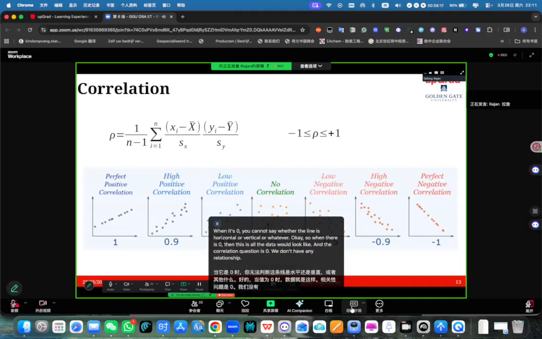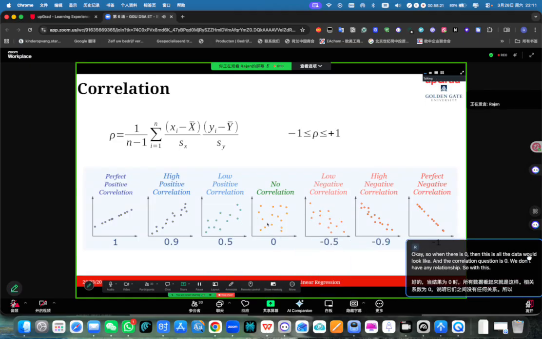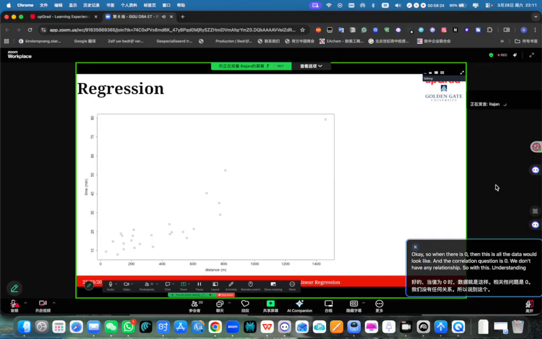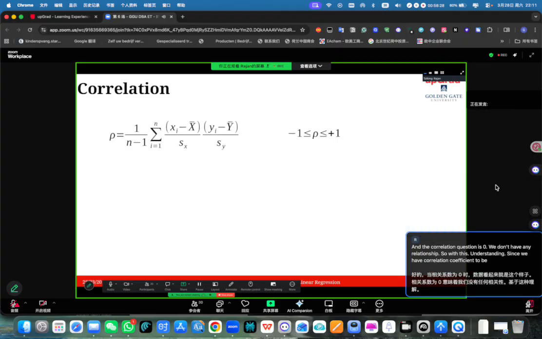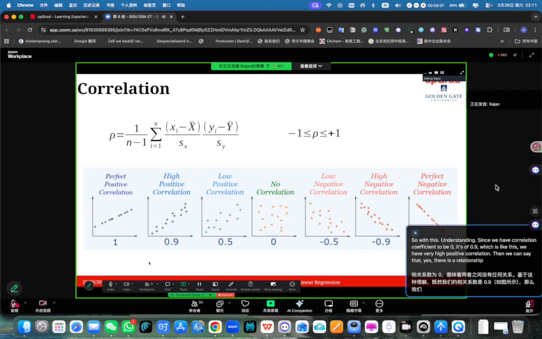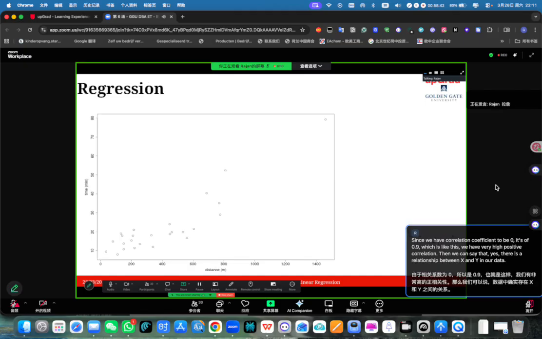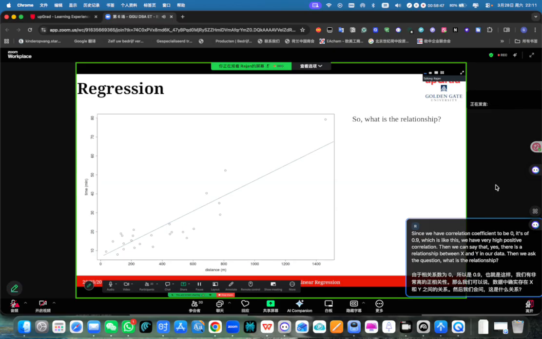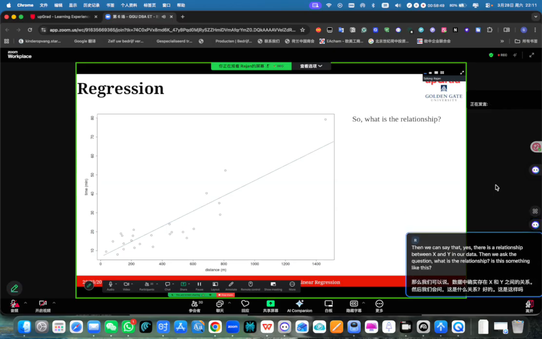Okay. So with this understanding, since we have a correlation coefficient of 0.9, which is like this, we have very high positive correlation. Then we can say that yes, there is a relationship between x and y in our data. Then we ask the question, what is the relationship? Okay. Is this something like this, like a straight line?